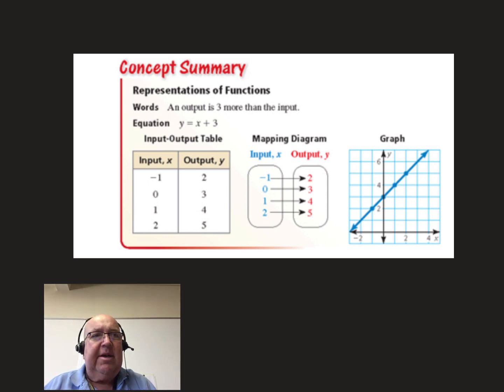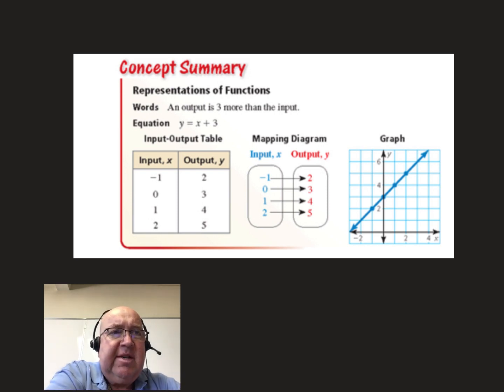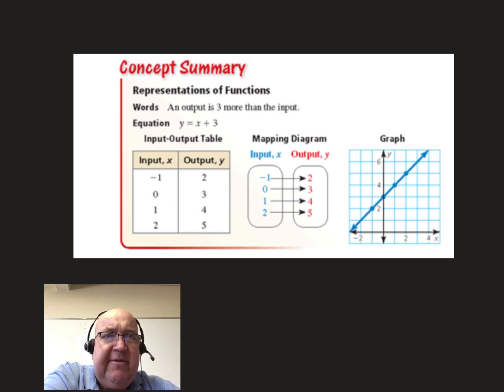All right, just to review what we talked about. If you have input-output tables, you're looking for the x values only having one y value. Any x values that are repeated automatically will not be a function.